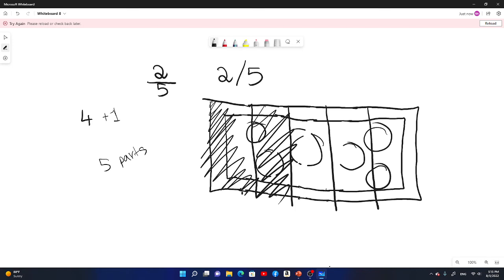And now let's look at how many pieces are left. 1, 2, 3 pieces are left. So that will be 3 out of 5.